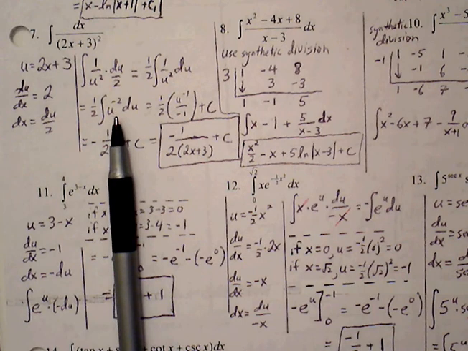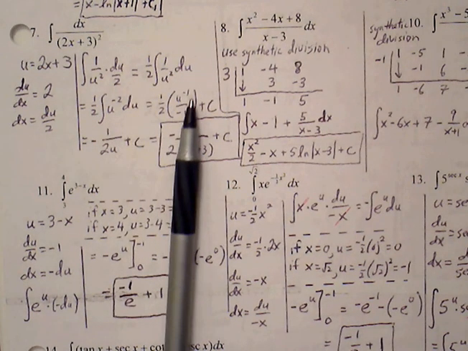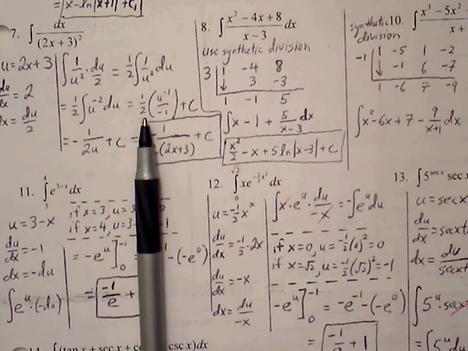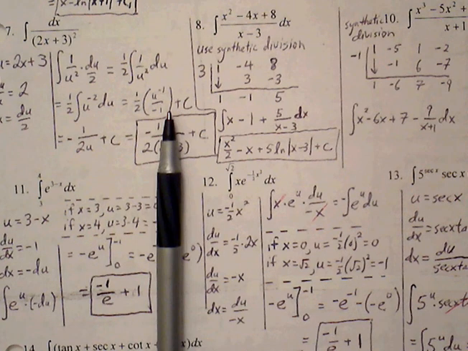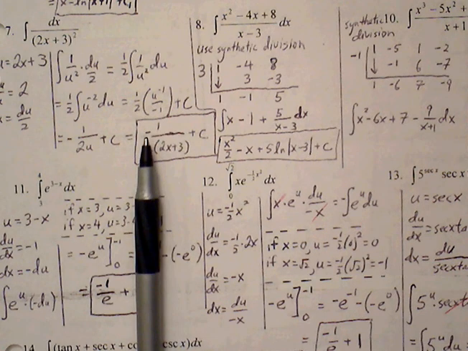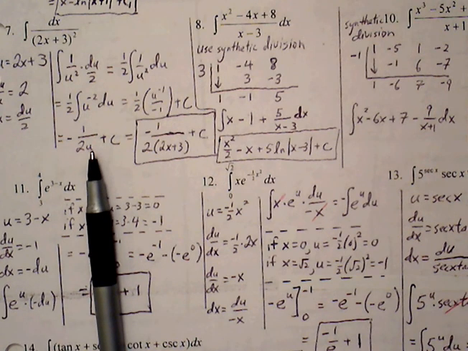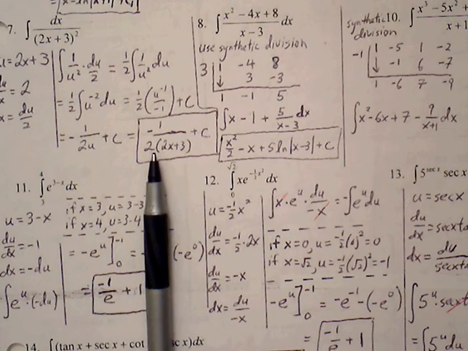So u to the -2 becomes, we add 1 to the exponent, so u to the -1 over -1. We still hold on to that coefficient 1/2, and we plus c. Okay. I'm going to continue to clean this up. This u to the -1 drops down to the denominator, and I get -1 over 2u plus c. And finally, let's replace our u value back in terms of x. So -1 over 2, parentheses, 2x plus 3, and then finally plus c.